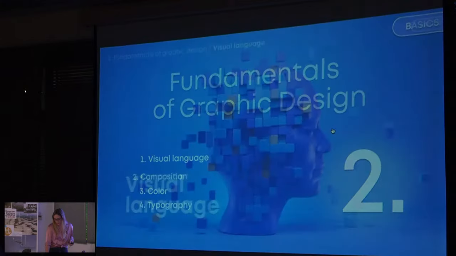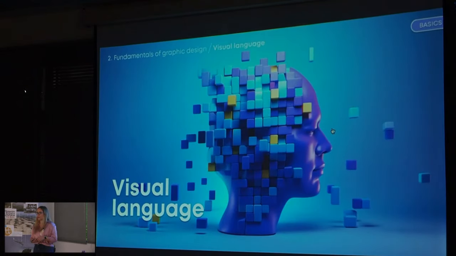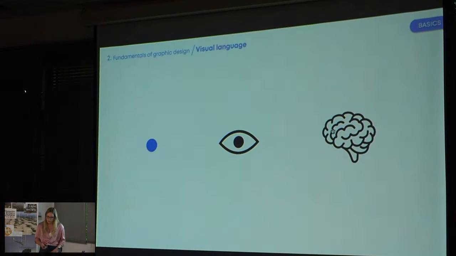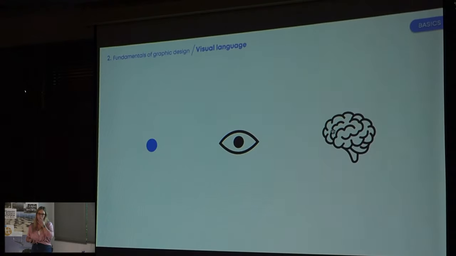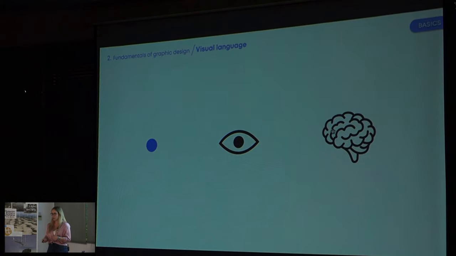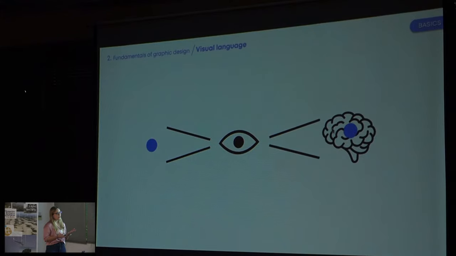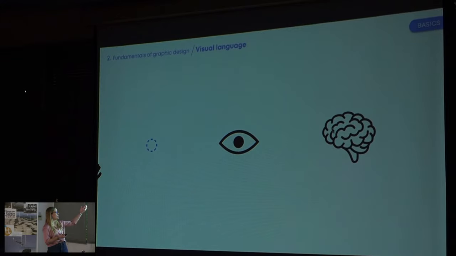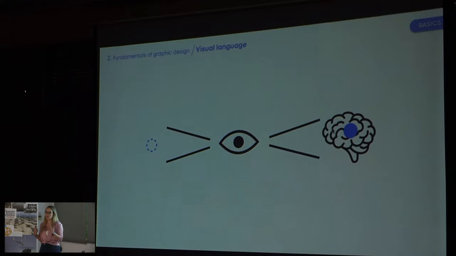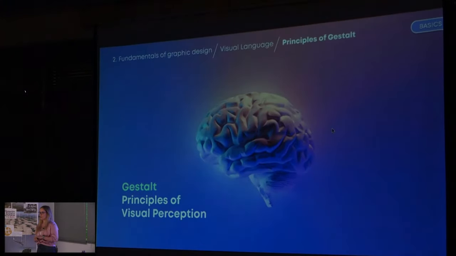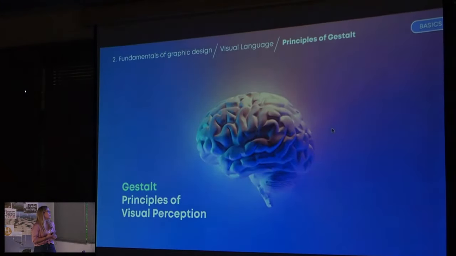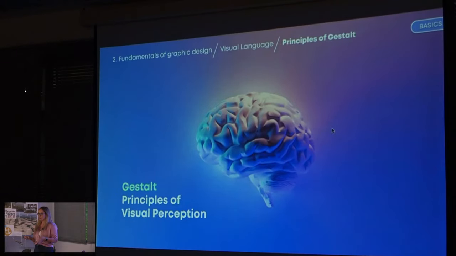So the first thing we need to get familiar with is visual language, or in other words, perception. Perception refers to how our brain tries to interpret different elements, similarities, structures, or information, and how it interprets visual elements. So in this matter, it doesn't really matter if the signal is complete, because the same message could be seen by our brain. To better understand how our brain and visual perception work, we need to get familiar with the principles of the psychology of Gestalt.